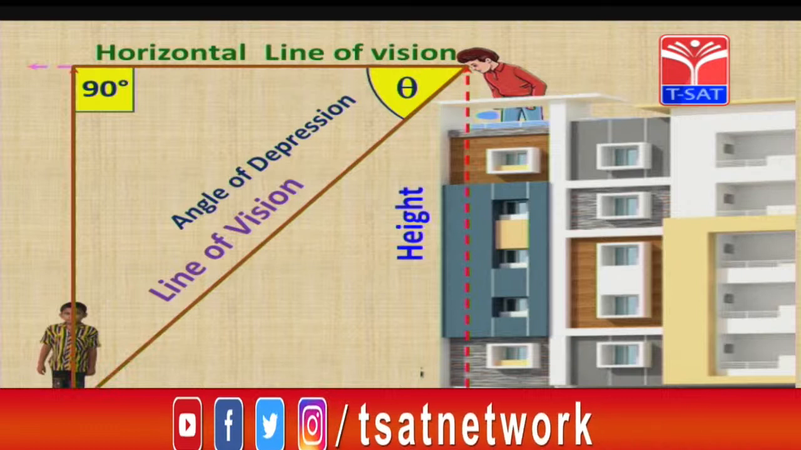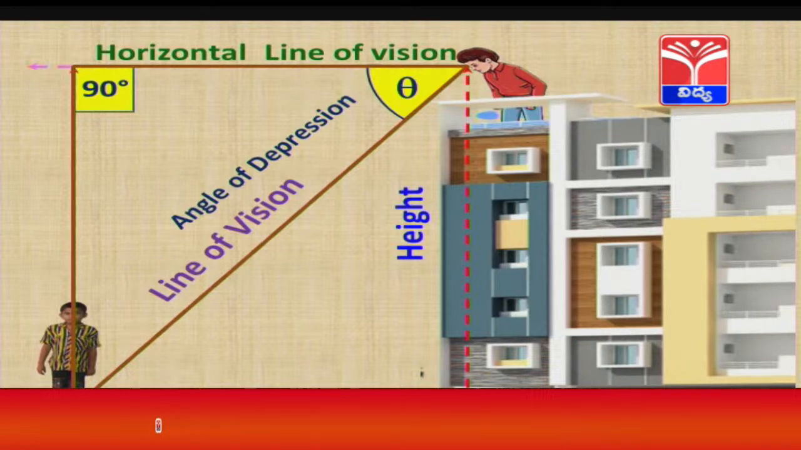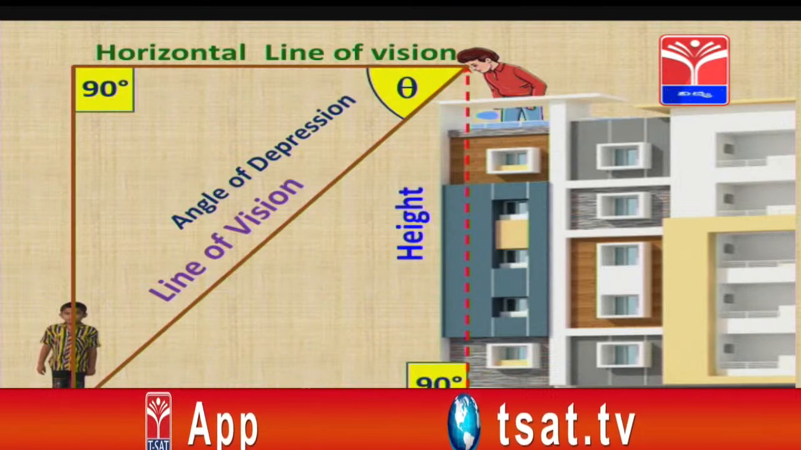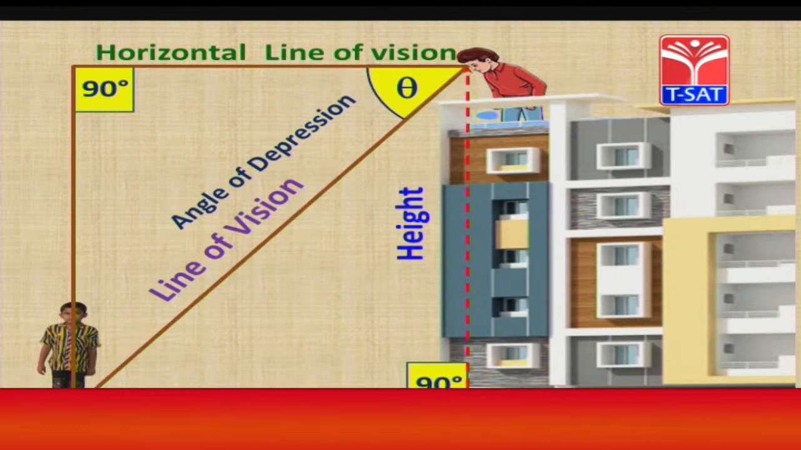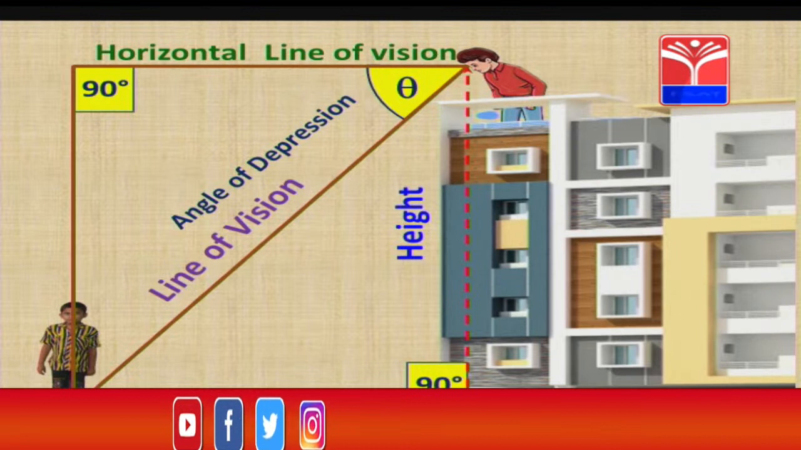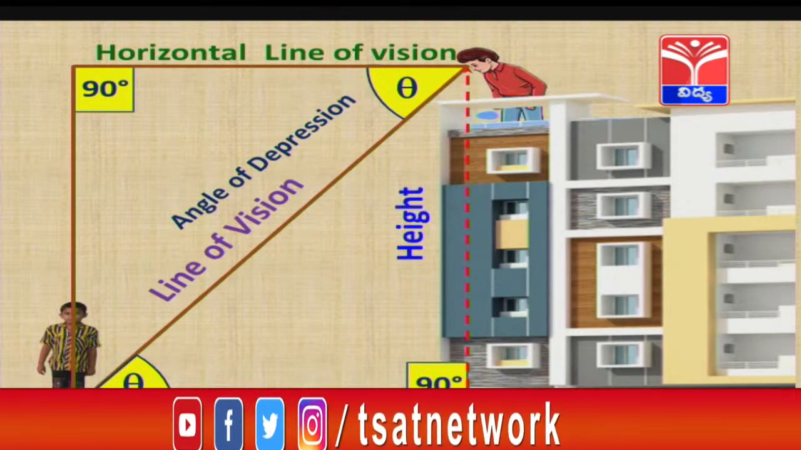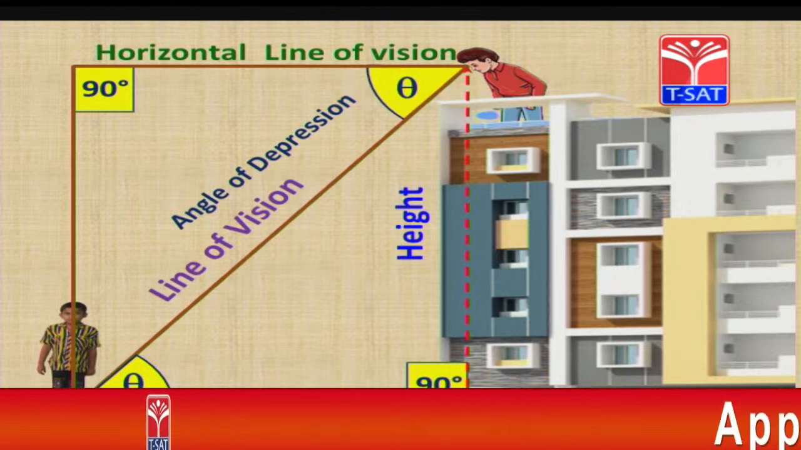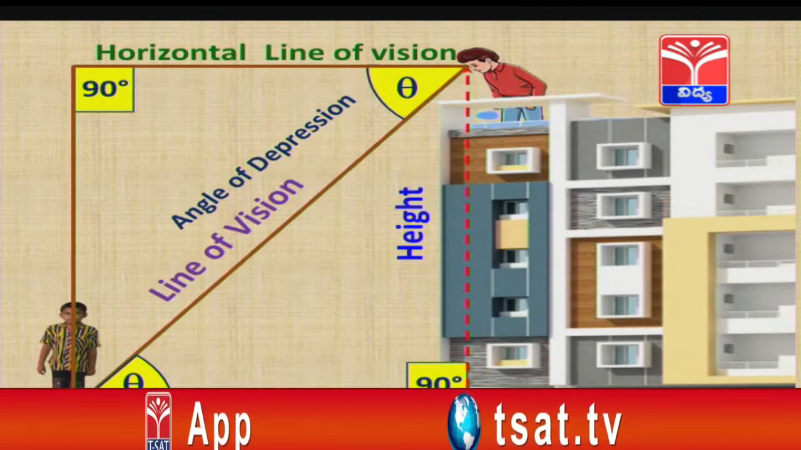Are you able to see? So, we can say that the horizontal line of vision is always parallel to the ground. Here also you can say that both the height as well as the horizontal are perpendicular to each other. So, we call it 90 degrees. See here, what do you call this? Angle theta. Why do we call this angle theta? Already we have said one more angle theta, but why are we saying this is also angle theta?